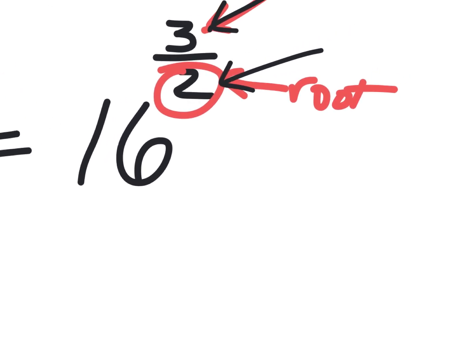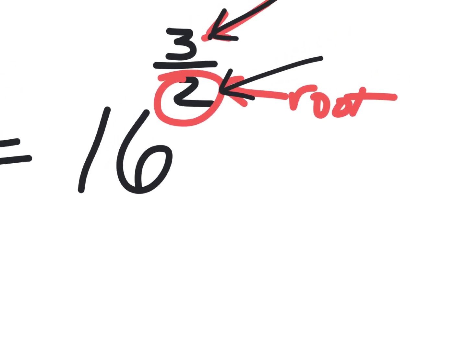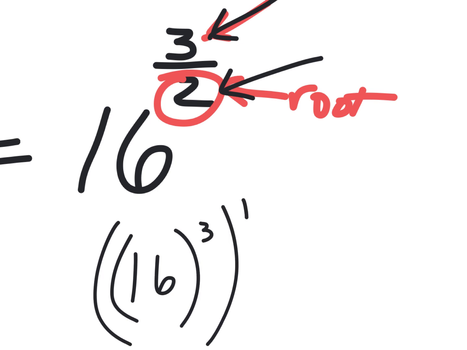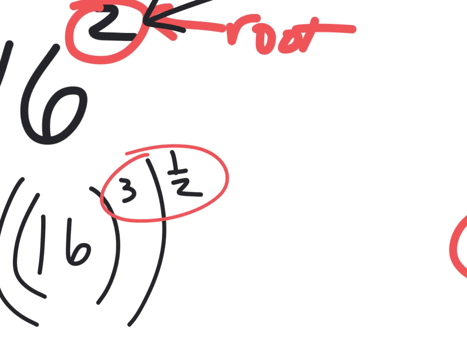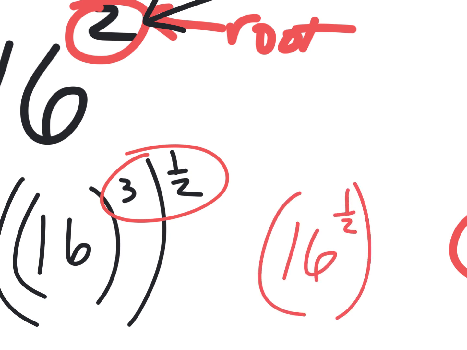And I said you could weirdly do this in any order, and let me explain why. Because math always does make sense in the end. 16 is being put to the third power and then being put to the 1/2 power. And would you agree that these two are multiplied together? And therefore, you could have just as easily said it was 16 to the 1/2 to the third, because when you multiply them, you can do them in either order, because 3 times 1/2 is the same as 1/2 times 3.